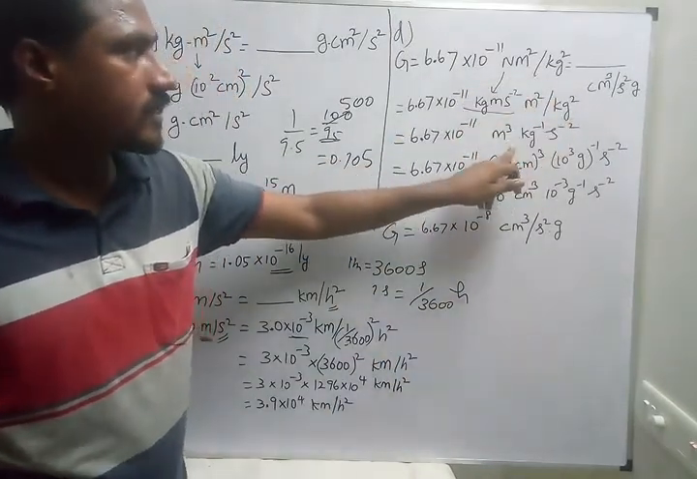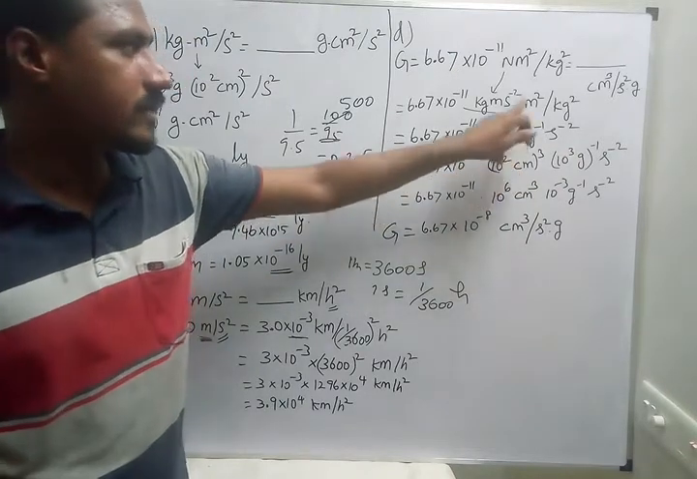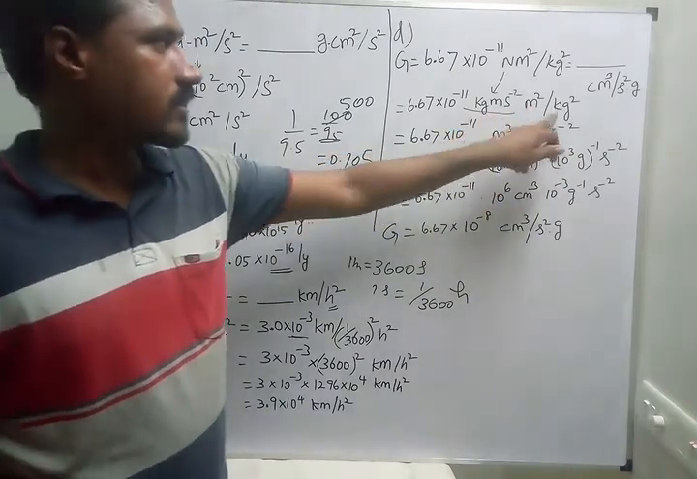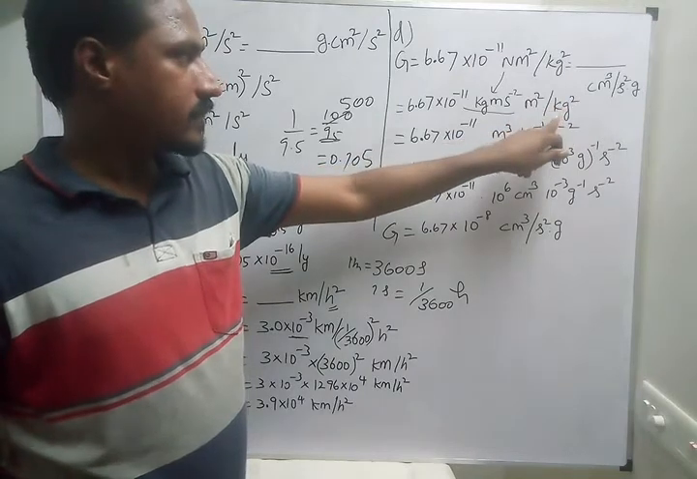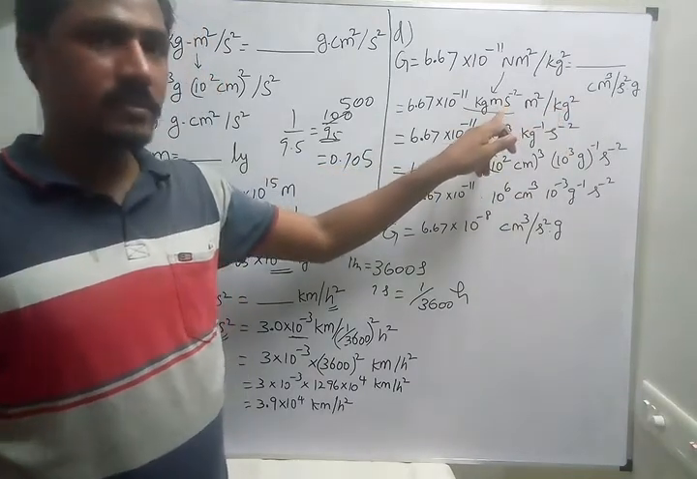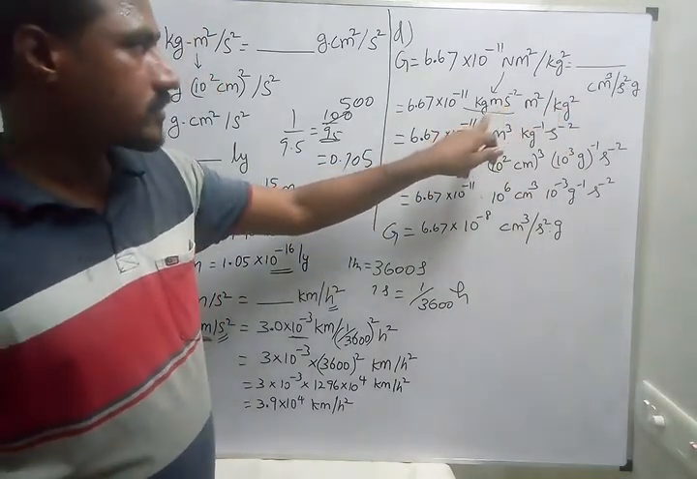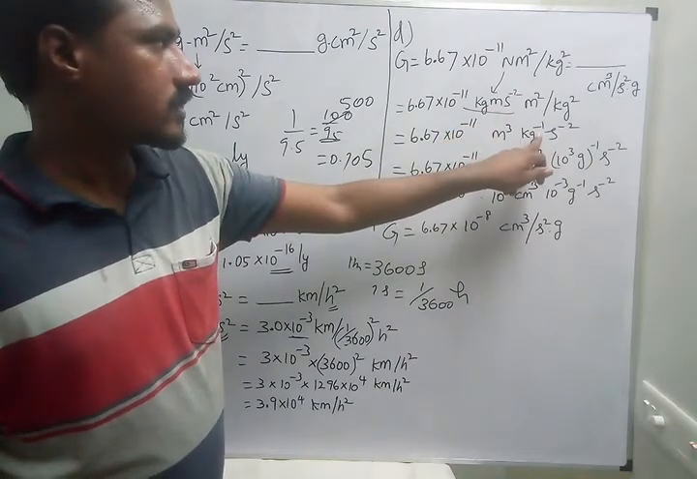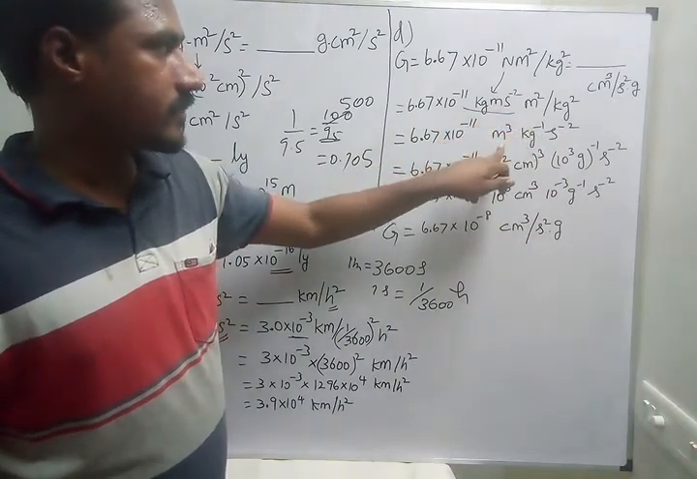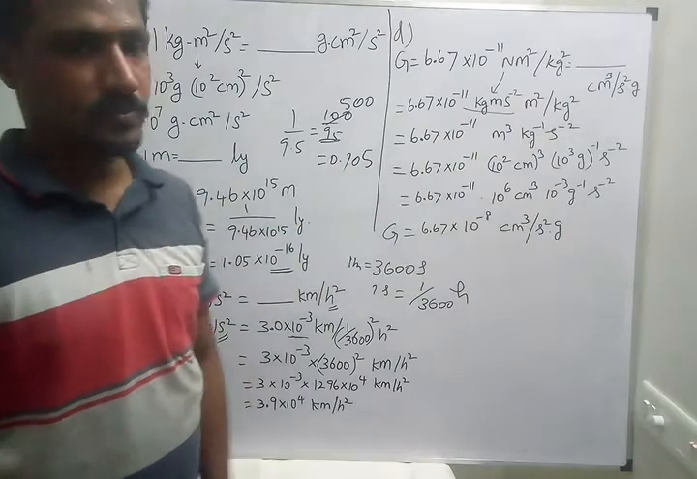Now combine. So just that is a unifying of the system. So kilogram by kilogram power 2, if it comes to the numerator, is kilogram power minus 2. So totally kilogram power minus 1. And meter squared times meter gives meter cube. Second power minus 2. Okay.